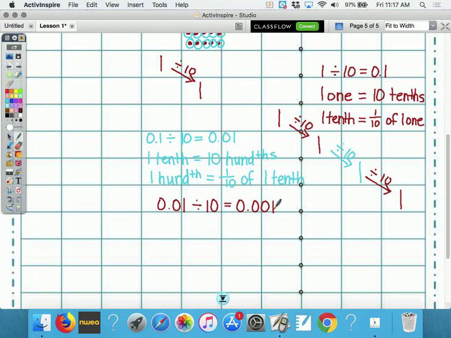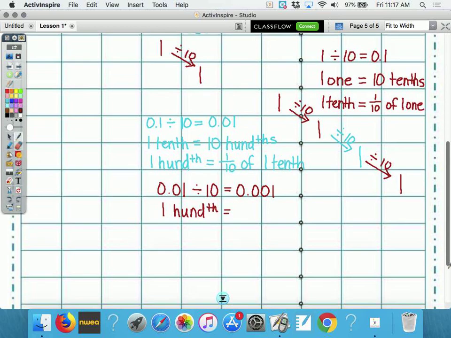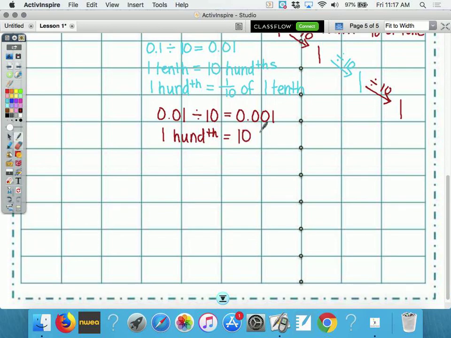Okay? So let's just say 100th equals 10 thousandths. And you can abbreviate that also. See how I wrote it? That way you can make it a little shorter. We all know we need to write out the word thousand and put a THS on the end, don't we? So then let's not write it every time. And 1,000th is 1/10 of 100th.